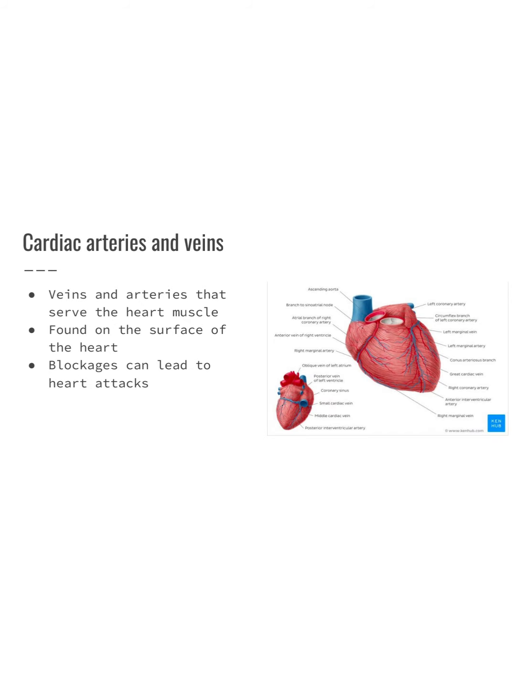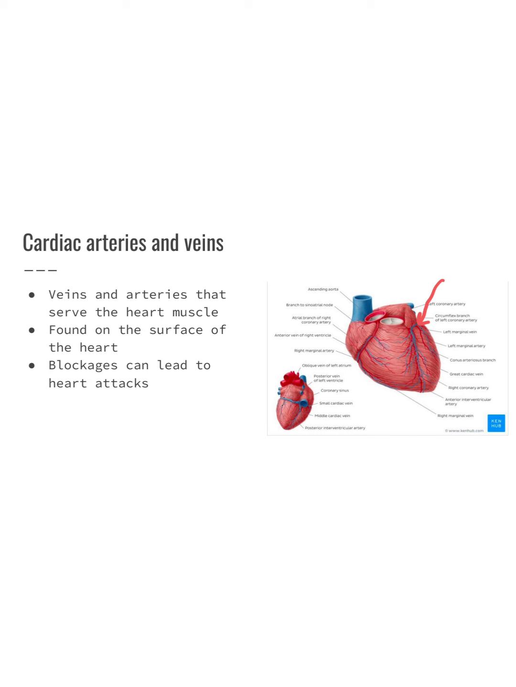Next, we have cardiac arteries and veins. So this is just generally talking about the veins and arteries that serve the heart muscles, that are part of the heart muscles. And they're found on the surface of the heart. You can see in this diagram all the little sort of veins, right? Blue and red, those are the veins that make up the heart. They're found on the surface. Blockages in any of these veins, in any of these arteries, can lead to a heart attack.